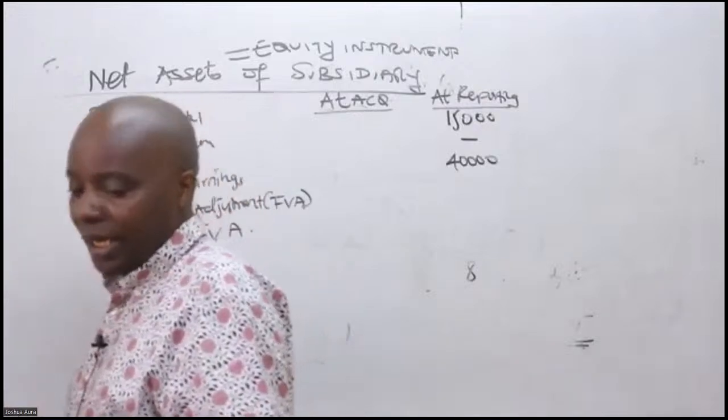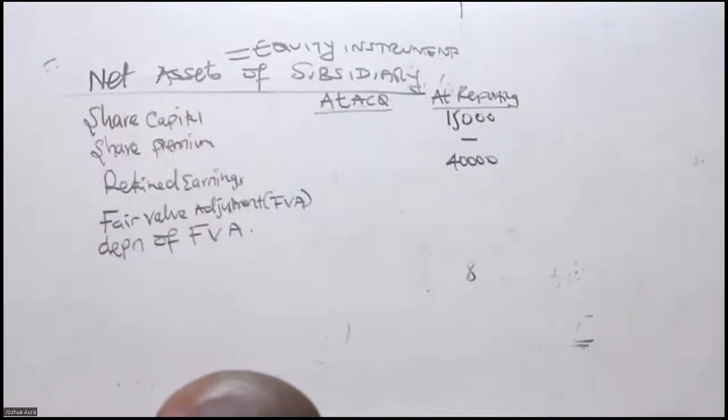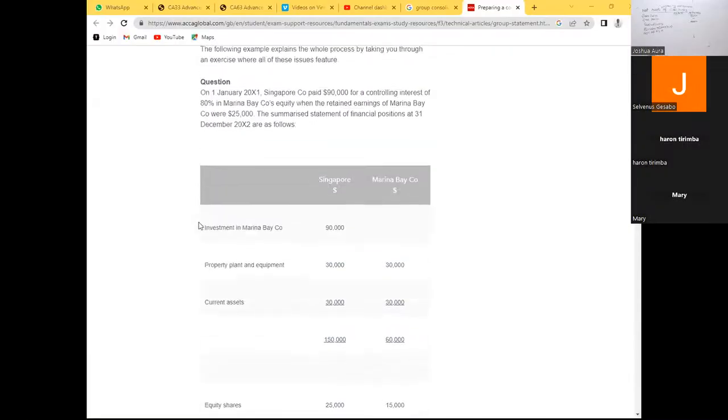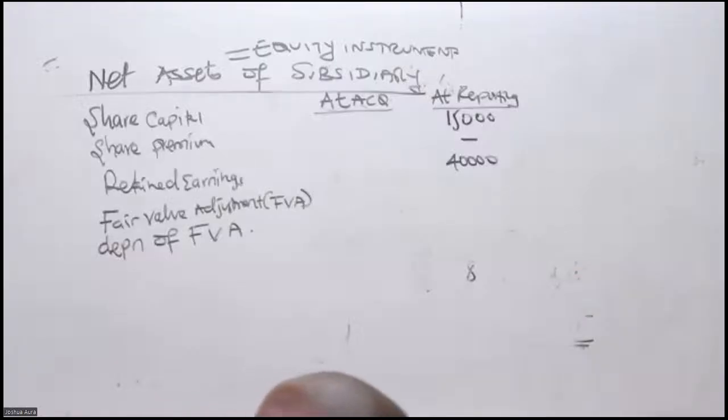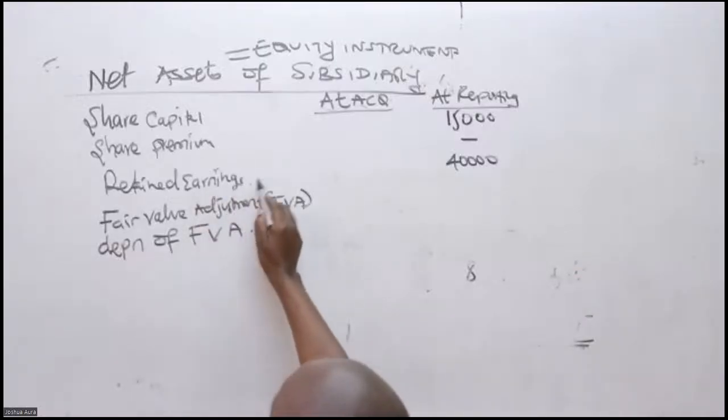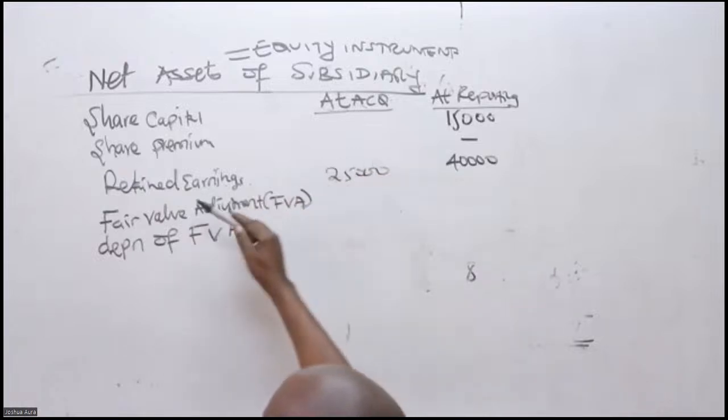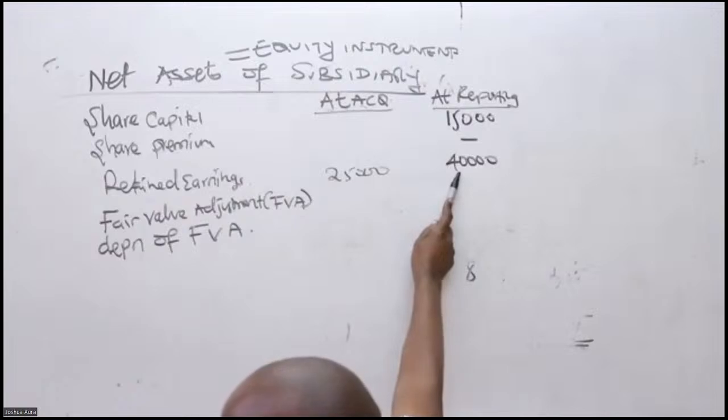Read the question again. What do we have here? They're telling us on 1st January 2021, Singapore company paid 90,000 for a controlling interest of 80% in Marina Bay company's equity, when the retained earnings of Marina Bay were 25,000. So retained earnings at acquisition are 25,000, and then retained earnings at reporting are 40,000.